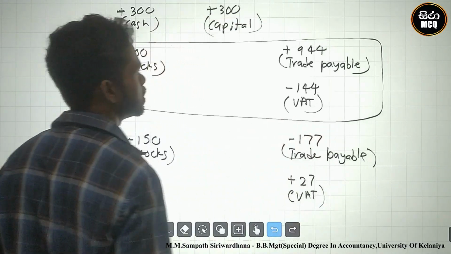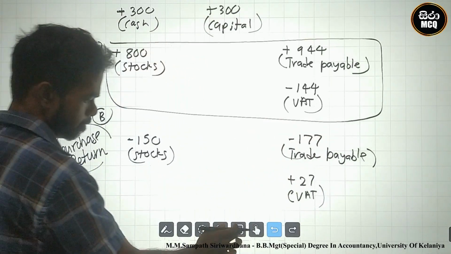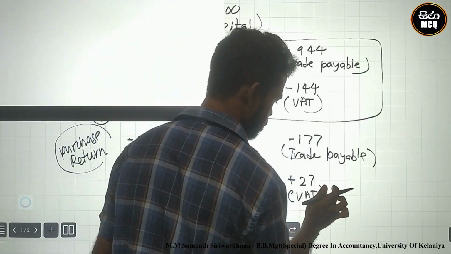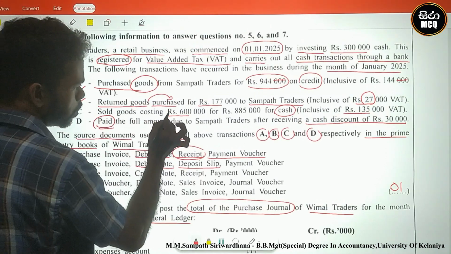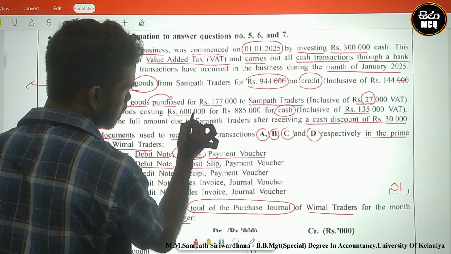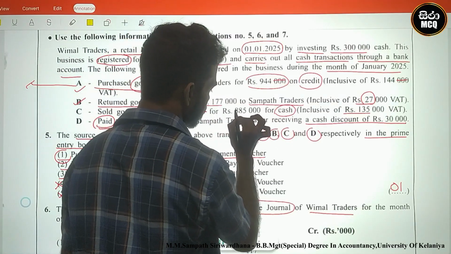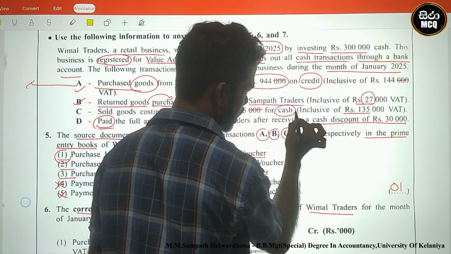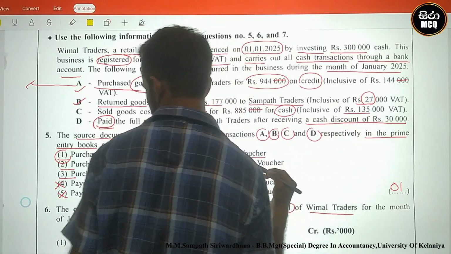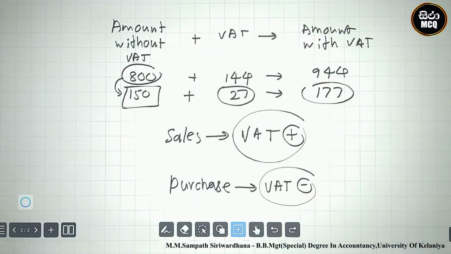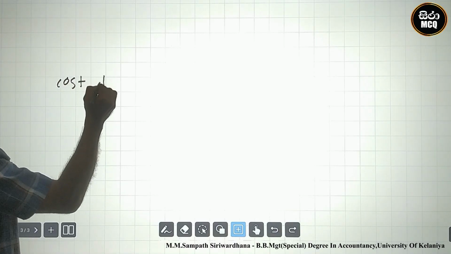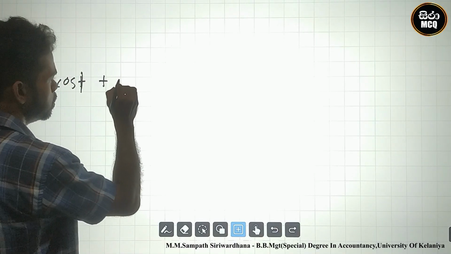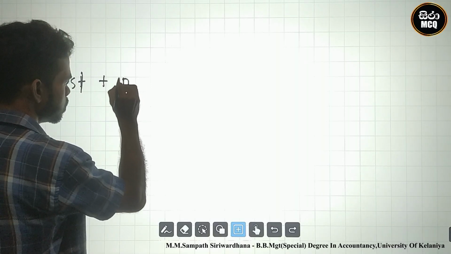Let's see the impact. Let's see the next one immediately. Next one, C. Sold goods costing 600 for 885 for cash inclusive of 135 VAT. We must prepare the schedule for this. This is the schedule I prepare. This is the cost, plus this is the gross profit.